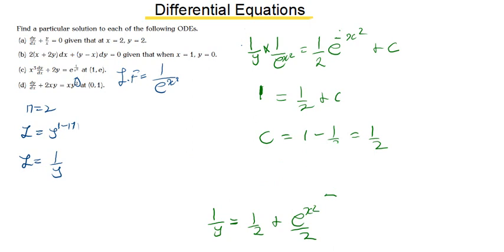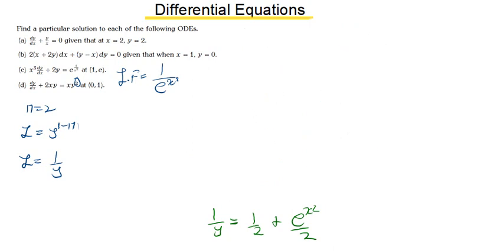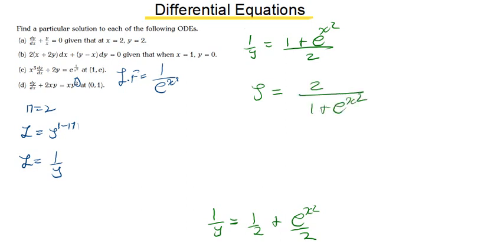So how then do we simplify that? That's literally the solution, but I can put that in terms of making y the subject of the formula. That would be 1 over y is equal to 1 plus e to the x squared, all divided by 2, making y equal to 2 over 1 plus e to the x squared, like that. And that's simply the particular solution for that last part of the question that we were solving.